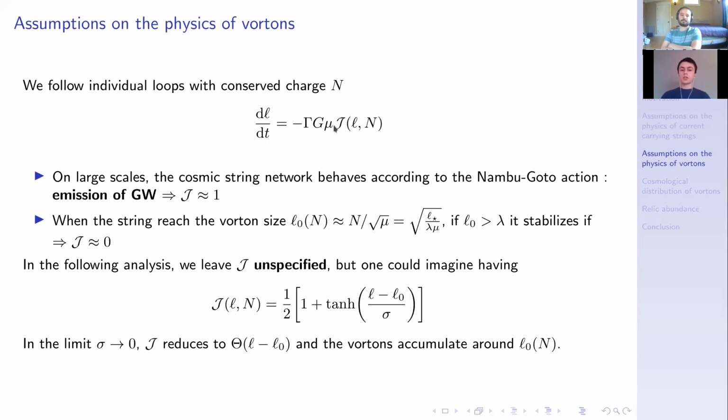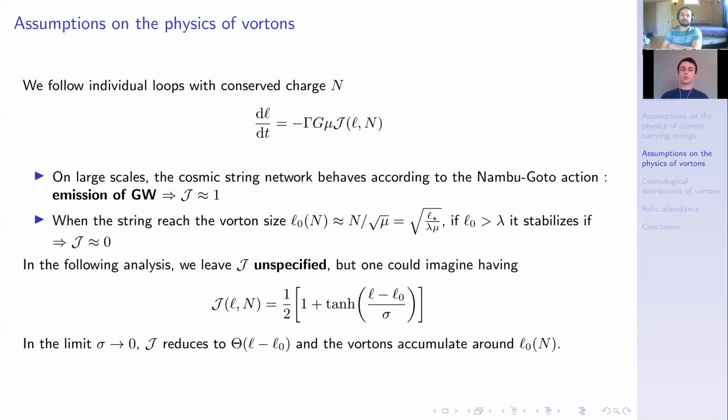So on the very large scales, we assume that the cosmic string network behaves according to the Nambu-Goto action, and that your loop emits gravitational waves, and that roughly corresponds to J being equal to 1 on large scales. And this is why here we have this prefactor, gamma G mu, which is exactly the efficiency with which a loop emits gravitational waves.